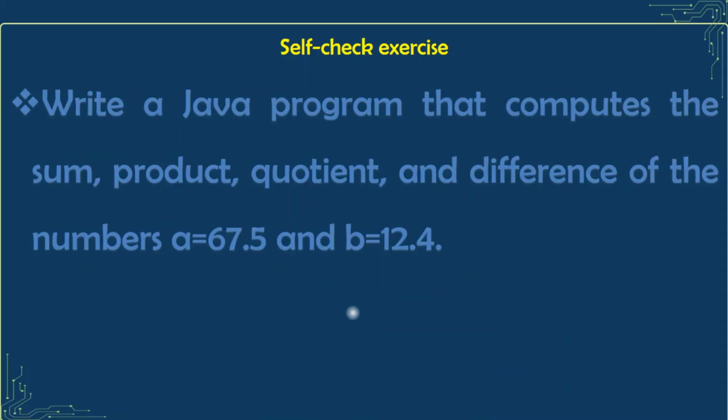We have a self-check exercise: write a Java program that computes the sum, the product, and the difference of the numbers given. Let's consider we have floating variable A having 67.5 and B having 12.4. So calculate the product, the sum, and the difference of the numbers.